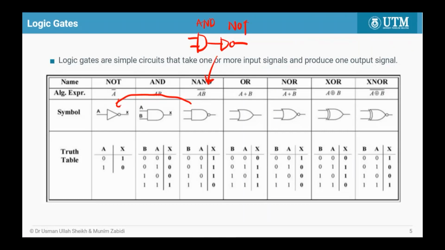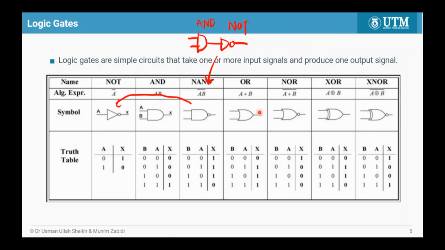All right, and then we have an OR gate. The expression is A plus B, and these are the symbols here. For this OR gate, if one of the inputs is 1, then the output will be 1. If both inputs are 0, then the output will be 0. So this is the truth table. 0, 0 will produce output 0. 0, 1 is 1. 1, 0 is 1, and 1, 1 is 1.